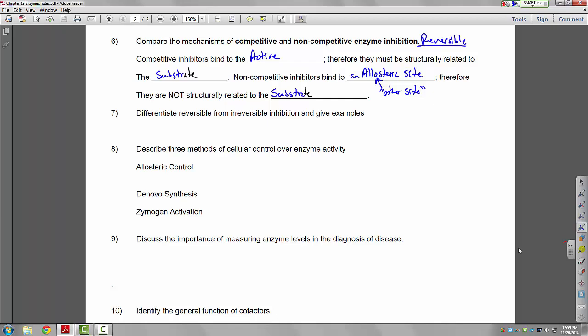Okay. Reversible and irreversible inhibition. All right, so reversible, we have the competitive and non-competitive.